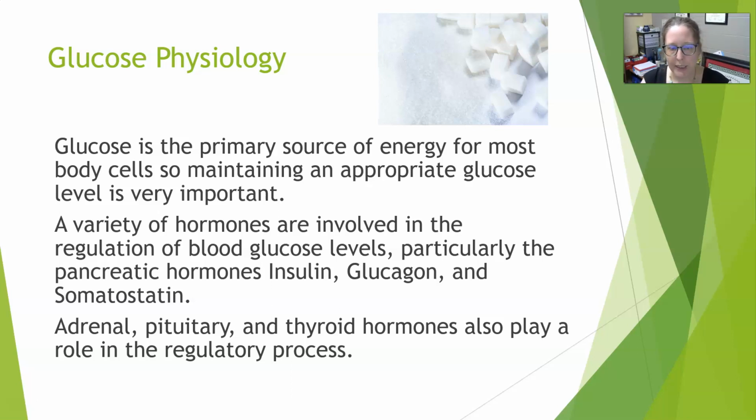Adrenal, pituitary, and thyroid hormones can also play a role in the regulatory process. This has to do, for example, with the adrenal gland, which controls stress response. The stress response can cause blood sugar to increase all on its own, and this is simply so that the body has extra resources available to fight off the stress that is being perceived. Thyroid hormones, because they dictate your metabolism and how fast or slow your metabolism is, will also dictate how much glucose an average body cell might burn and how much ATP they produce.